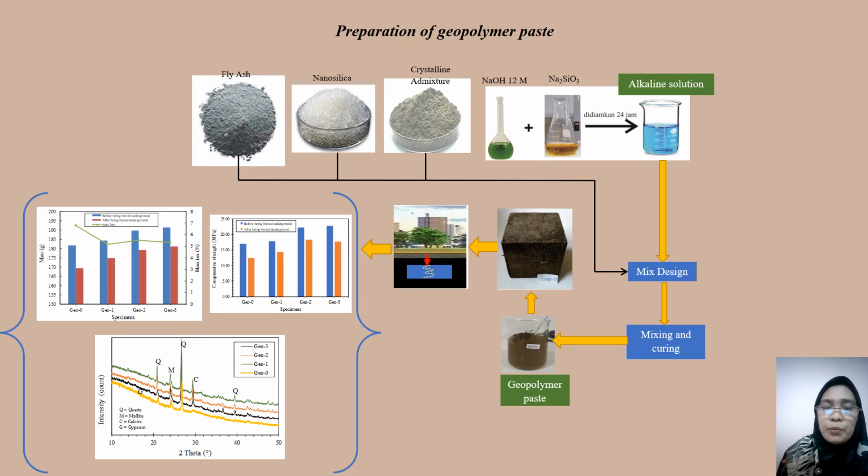To prepare geopolymer paste, an alkaline solution, a mixture of 10 molarity sodium hydroxide and sodium silicate, was made. The ratio was 1, and the proportion of composites of nanosilica and crystalline admixture used was 0, 3, 4, and 5% by the mass of fly ash. Fly ash, nanosilica, and crystalline admixture were mixed with the alkaline solution, then stirred for 25 minutes.